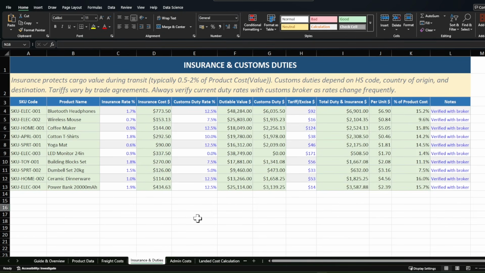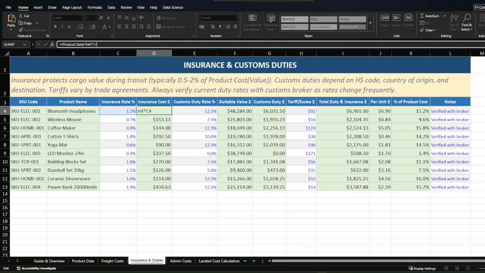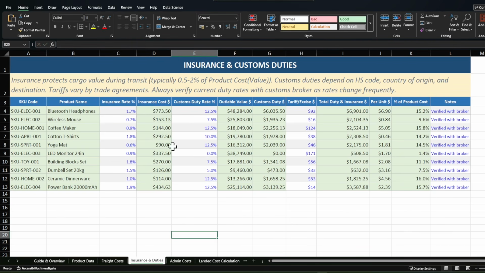Insurance and duties usually range between 0.5% to 2% of the product cost or its value, which we have calculated in the product data sheet. So once again, we will bring in all the items from the product data sheet and their names. Insurance cost also depends on the nature of the product. So here you will be writing down all of your insurance rates as per your product name or product type. Then you need to calculate insurance cost. How are you going to calculate it? You just need to multiply the product value by the insurance rate and you will get this number.